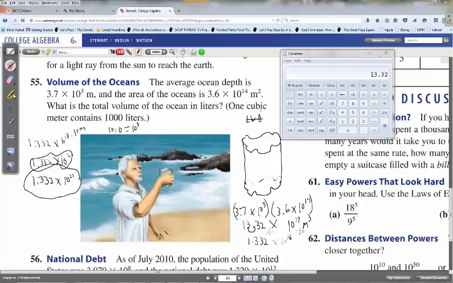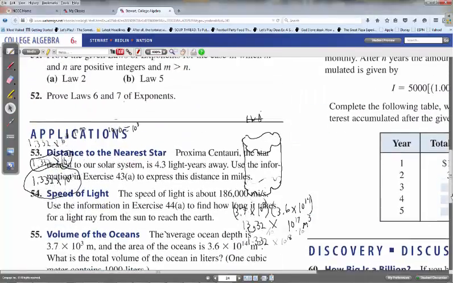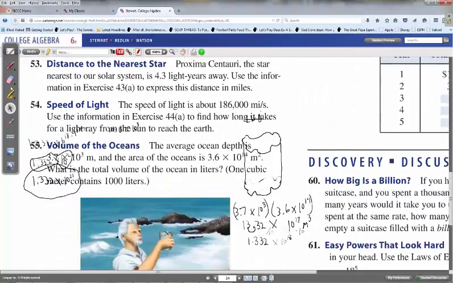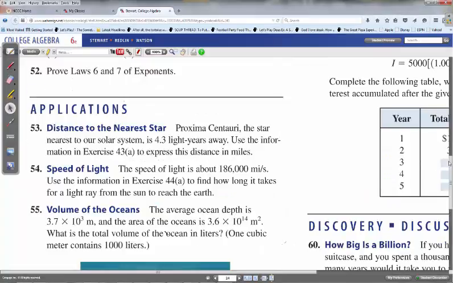That's a multiplication of numbers in scientific notation. If you were doing a division, like for example, 54. The speed of light is about 186,000 miles per second. Use the information in exercise 44A. The information in the 44A says the distance to the sun is 93 million miles.